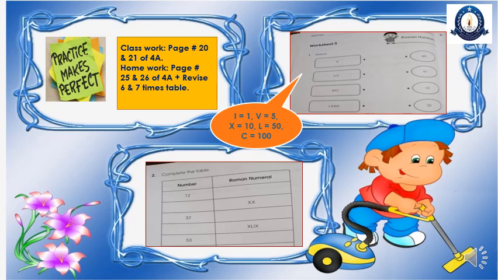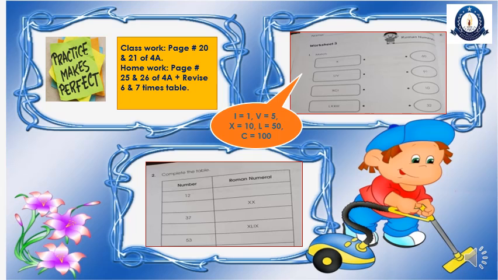Now come to page number 20. Match the column. You will match Roman numbers with Arabic numbers. Before doing this, revise the letters. I is equal to 1, V is equal to 5, X is equal to 10, L is equal to 50 and C is equal to 100. We are not using letters for 500 and 1000 because according to our book for 4A, we don't need 500 and 1000.